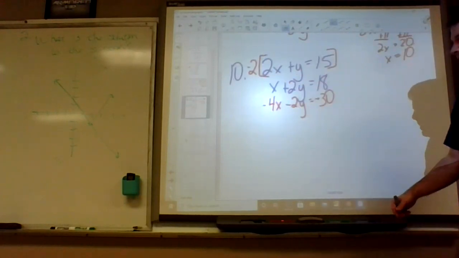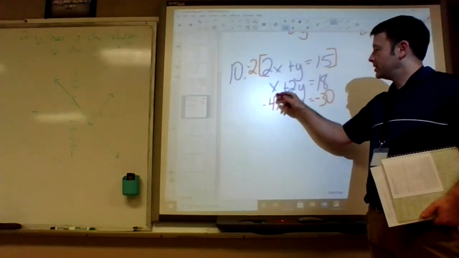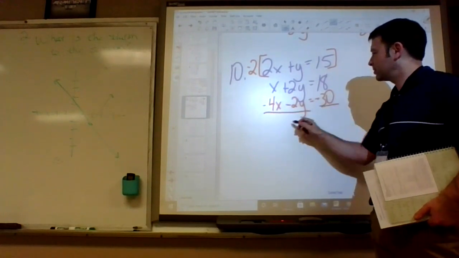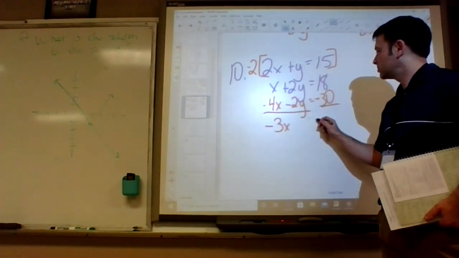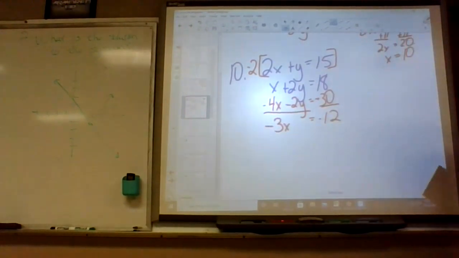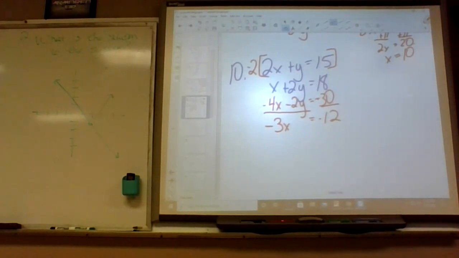You can go the other way, it doesn't matter. You'll get the right answer both ways. Add the lines together. -3x and -12. I didn't get time to write it down yet. I know.